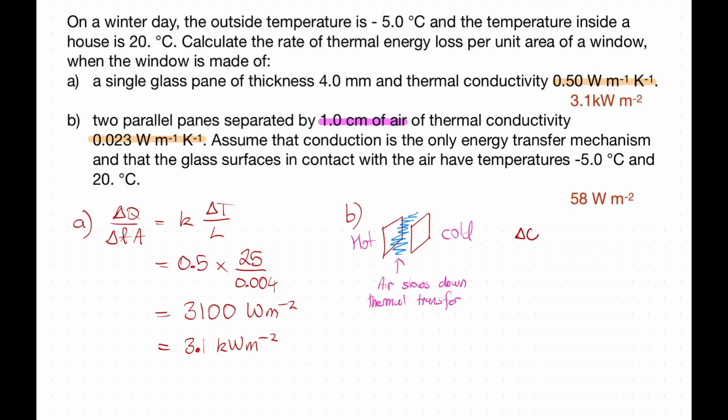So our delta Q on delta T per unit area is just going to be that of the air. So that's going to be delta T on the thickness of the air. So our 0.023 times by the difference of temperature, we can make the assumption that both of those panes of glass are going to reach equilibrium faster than the air inside. So we could still say the temperature difference there of 25 divided by the thickness, which is 0.01, which is then going to get us our value of 57.5, which would round to our 58 watts per meter squared.